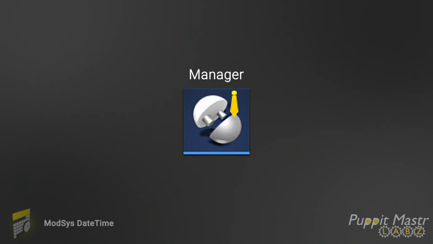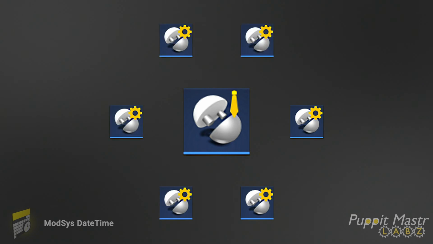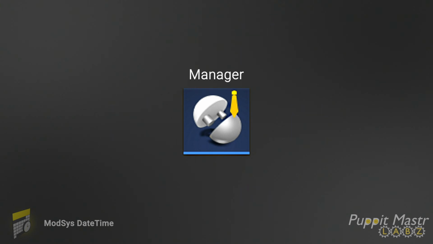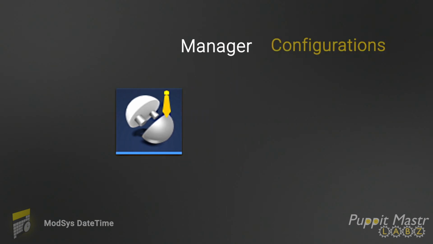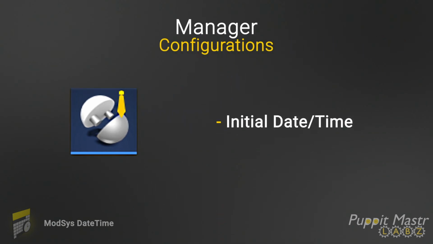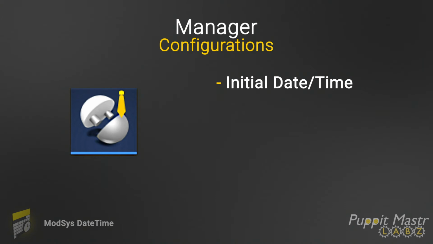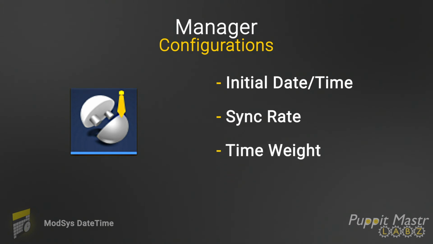Now, the manager's main role is to keep the entirety of the game in sync with everything else. Each time the manager triggers a sync, existing components are updated as well. Some of the manager's more important configurations include the initial date and time, which is the date and time that the game starts at, the sync rate, which is how frequently the manager syncs all of its components. By default, this is every second, and the time weight, how time is weighted out in relation to real time.